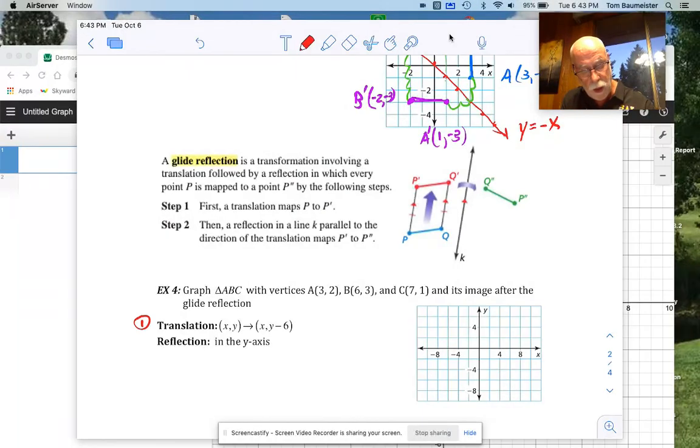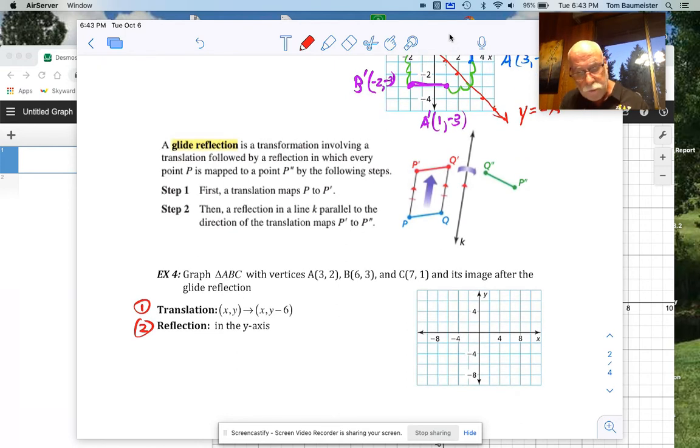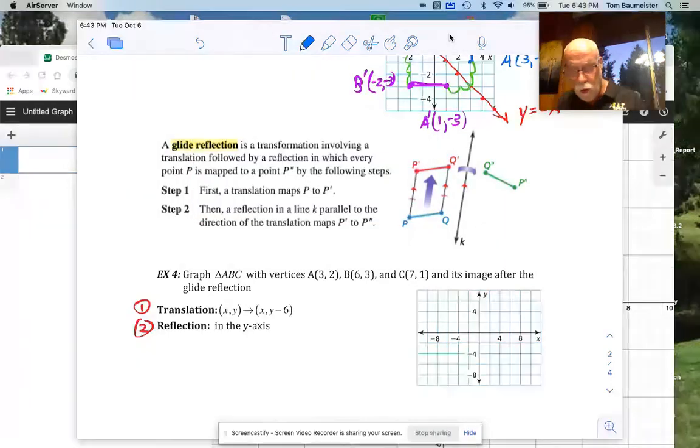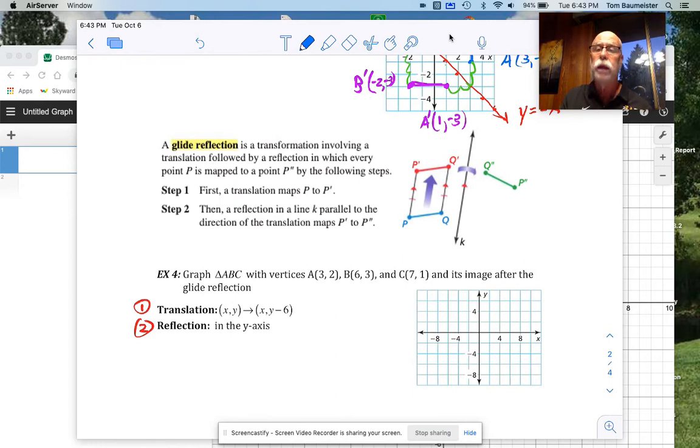We're going to do the translation first, and then we're going to do the reflection. All right? So let's see where we're at. We're going to start with (3, 2). Now look, the scale is going up by 2s. Watch the scale, ladies and gentlemen. Always watch the scale. So the first one is going to go 1, 3, and 2.